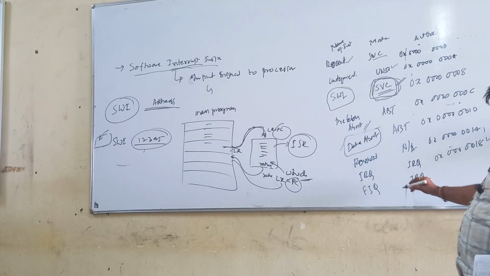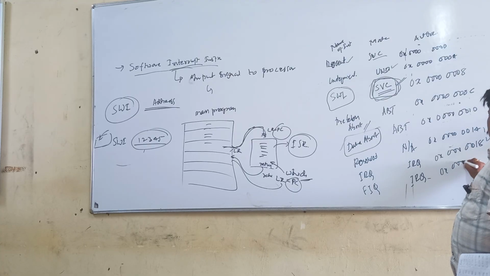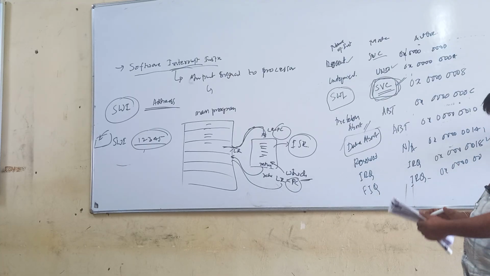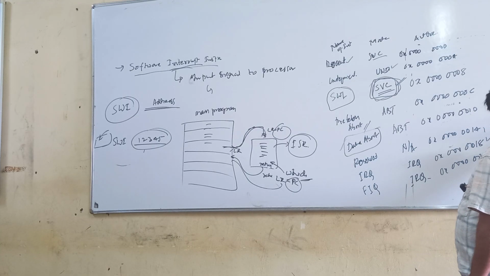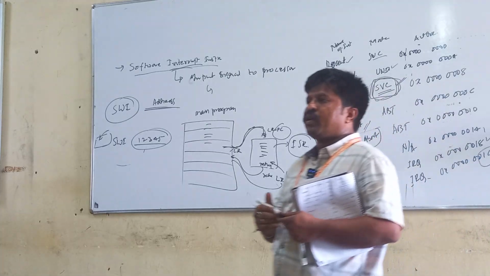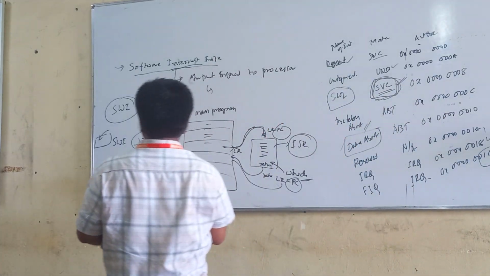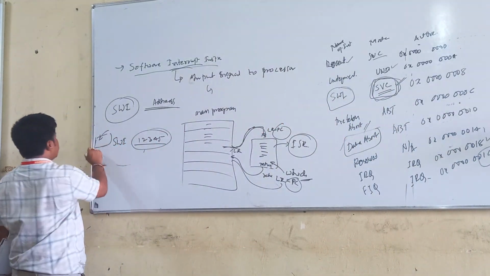The FIQ address is 0x0000001C. It becomes 24, 28, which is 16 plus 12, and 12 is nothing but C. So 1C is the address for this one. Each and every interrupt has its own address, and those addresses are given separately here.